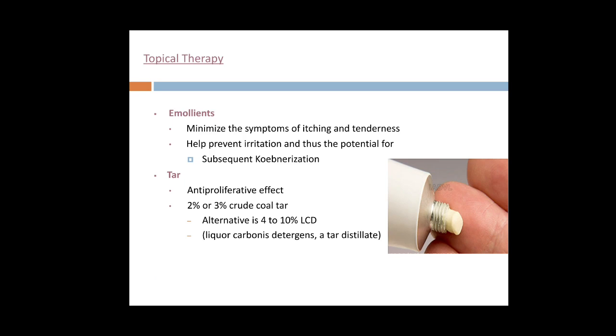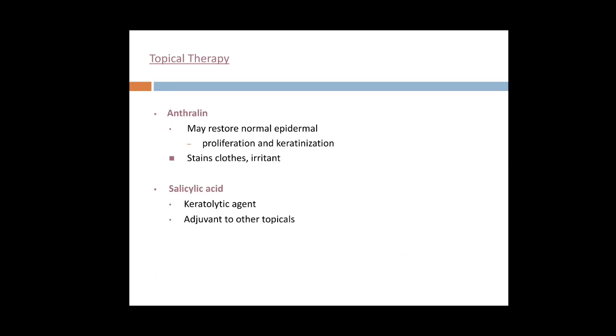Among them, the basic therapy we start first is topical therapy. The previously used agents are tar, anthralin, and salicylic acid. Basically, these are all anti-proliferative and prevent excessive keratinization, and they maintain the keratinization at the normal rate.